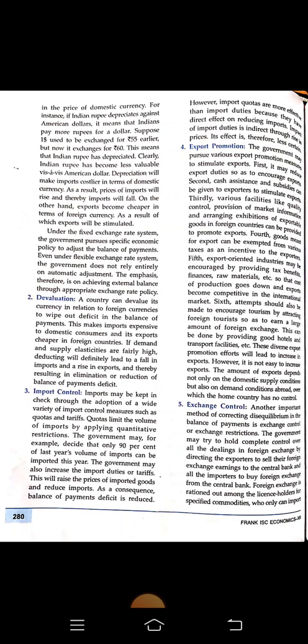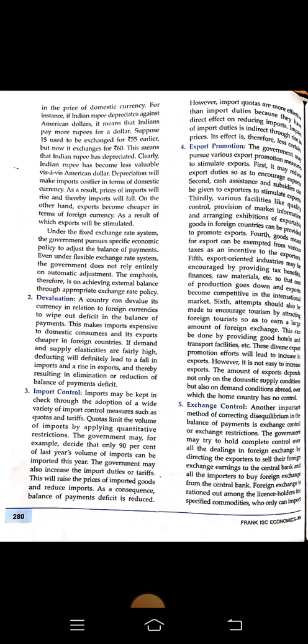Okay, next we are having import control. Imports may be kept in check through the adoption of a wide variety of import control measures, such as quotas and tariffs. So quotas limit the volume of imports by applying quantitative restrictions. The government may, for example, declare that only 90% of the last year's volume of import can be imported this year. Okay, so how much we are going to import, that is getting controlled by the government. That is a quota they are fixing, 5%, 10%, 20%, 90%. How much are we going to import?